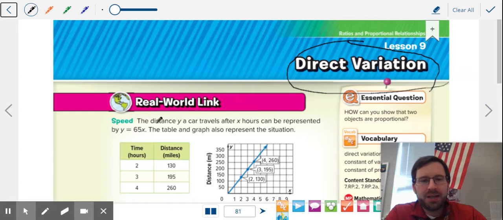What direct variation is: you take your unit rate and you plug it into this nifty equation where we have the y-axis going up and the x-axis going over. If you take your unit rate times any of these x's, it will give you your y. So for instance, 2 times 65 gives you 130. 3 times 65 gives you 195, and 4 times 65 gives you 260. So it's kind of an input-output situation. You could also do it with a chart. So we're going to talk today about how to develop this equation and how to use it.